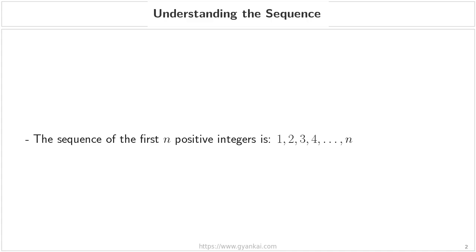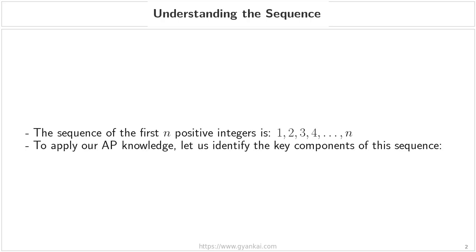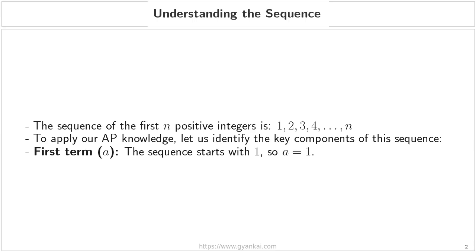Understanding the sequence. The sequence of the first n positive integers is simply 1, 2, 3, 4, and so on, all the way up to n. Now that we know we are looking at a special case of an arithmetic progression, let's take a closer look at what this specific sequence actually looks like. To use the formulas we've learned previously, we need to identify the key components of this specific sequence. First, let's find the first term, which we represent with the letter a. Since our sequence begins with the number 1, our a equals 1.